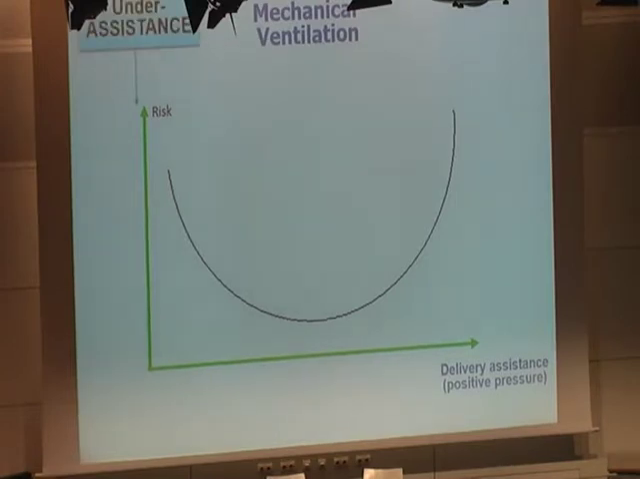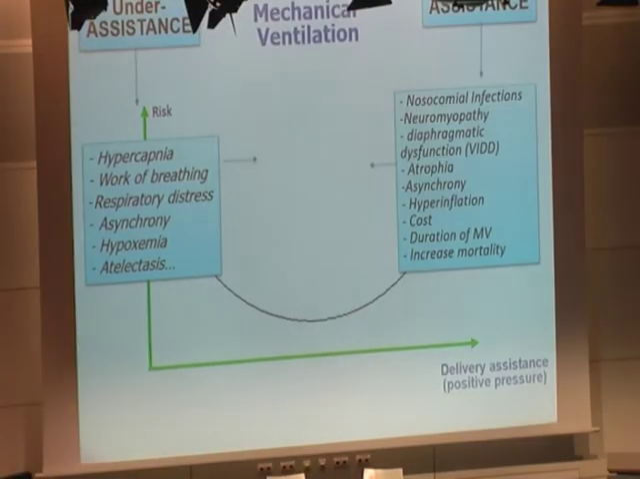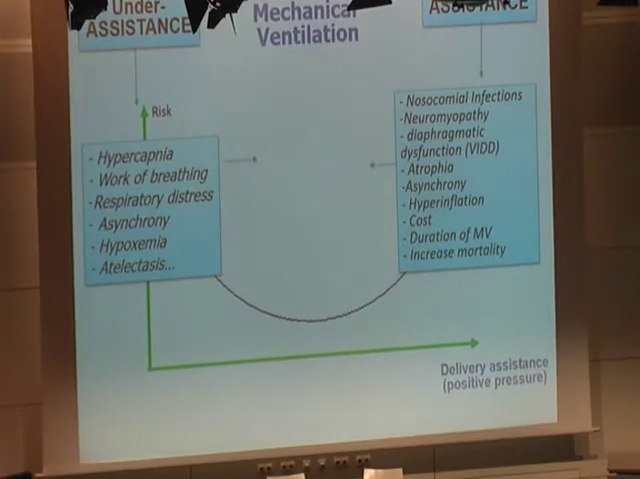if you put on the y-axis the risk, and on the x-axis the level of pressure assist, two situations. If you are under assistance, you have the complications of under assistance, as we showed in the previous presentation this afternoon: hypercapnia, increased work of breathing, respiratory distress, hypoxemia, atelectasis. However, if you have over assistance, you could induce nosocomial infections, neuropathy, diaphragm dysfunction, atrophy, asynchrony, hyperinflation, and increased duration of mechanical ventilation, and this increases morbidity and mortality.